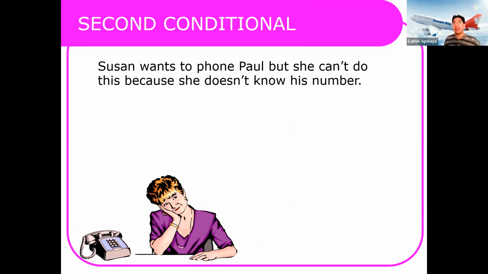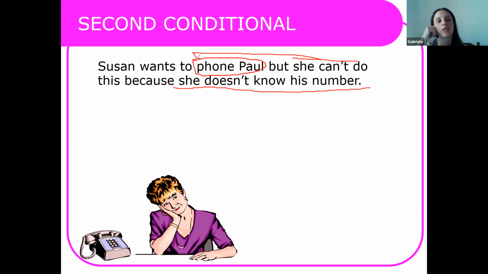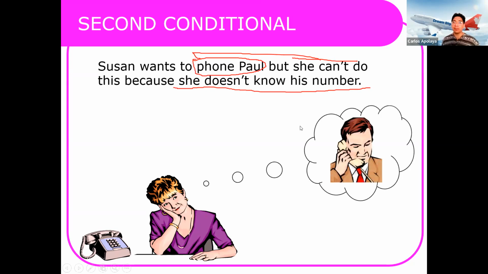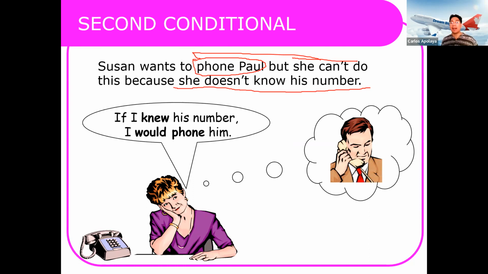So she doesn't know the number. So that is the reason that she can't call Paul. So what is the situation? She doesn't know his number. And what is the result? She can't phone. Yes, of course. So she doesn't know his number, so she can't phone Paul. Look at this. If she knew his number, she would phone him.